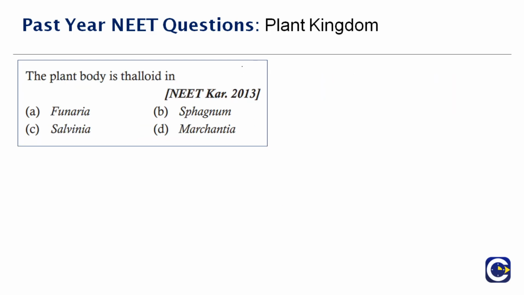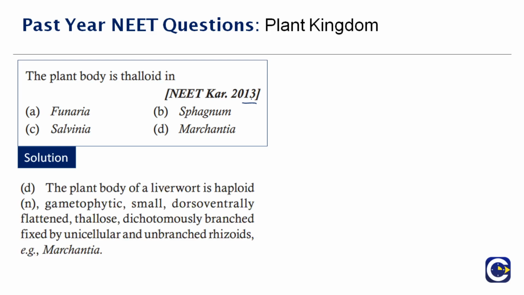Look at this question here. It was asked in the year 2013. The plant body is thalloid in. As I already said, there are certain plants which resemble algae. They have a thallus-like structure, that is, their body is completely thalloid, and this structure is not found in every plant species. You're given 4 options: Funaria, Sphagnum, Salvinia and Marchantia. So what could be the answer?